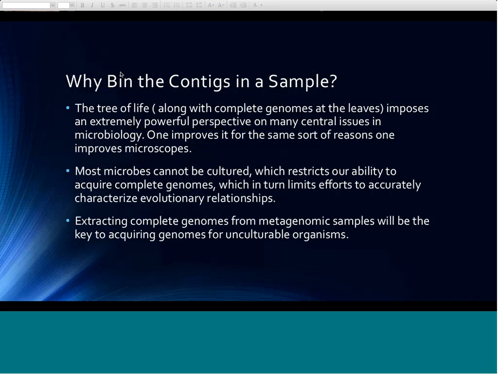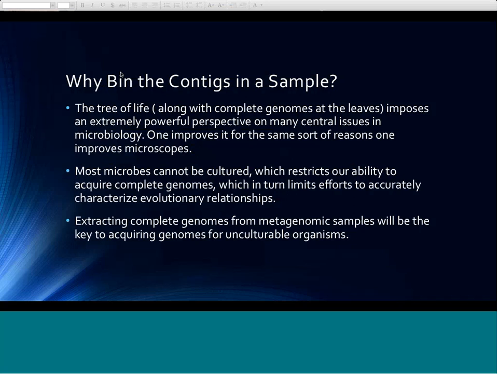Okay, let's go to the next one. Why would one bin the contigs in a sample? Well, if you think of the tree of life with your genomes at the leaves, this has been a hugely useful, powerful perspective for studying many of the central issues in microbiology. And so extending this view by adding leaves to the tree, that is, more reference genomes, one improves it. And one improves it for the same sort of reasons one improves microscopes. It's a fundamental tool.